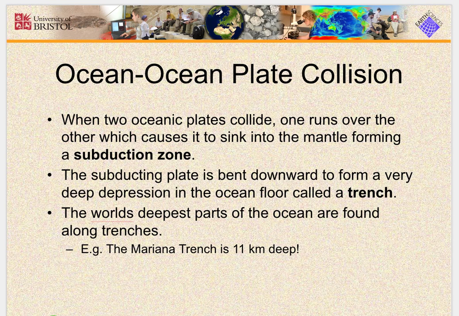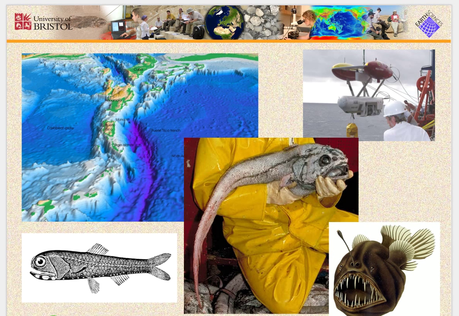The last sort of collision you have for plates are ocean to ocean, which is when two oceanic plates collide. What happens again is the similar situation where you'll have a subduction, but in this case, the ocean floor is causing a trench. So the biggest trench that we know of is called the Mariana Trench, and here is a picture of it. It's the deepest part of any ocean that we know.